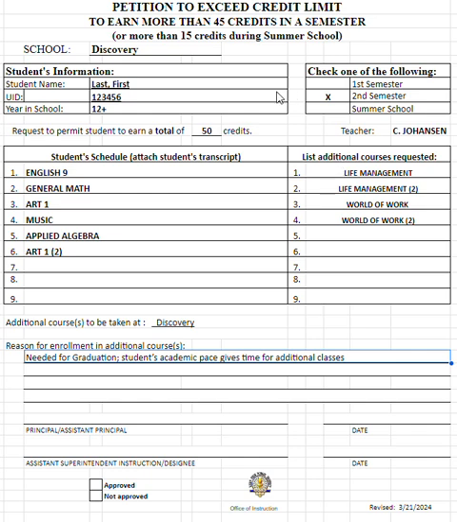And the reason, again, is because that student is going beyond their credit limit for each semester, 45 for fall and spring and 15 for summer.